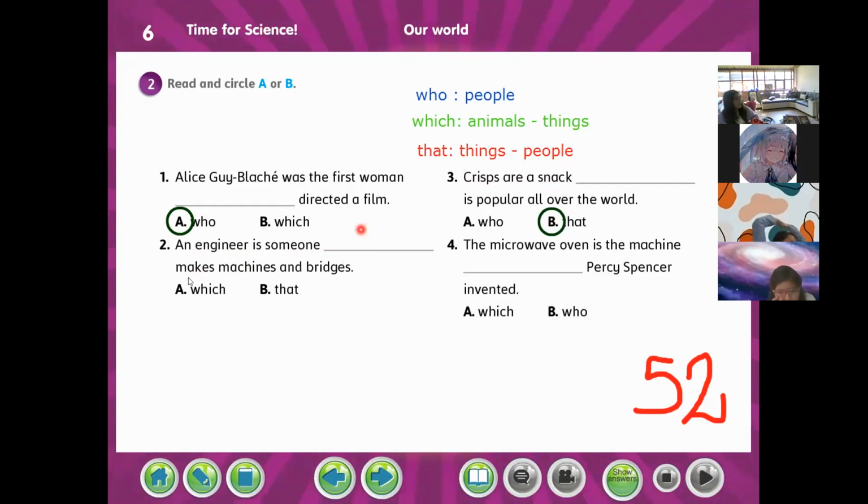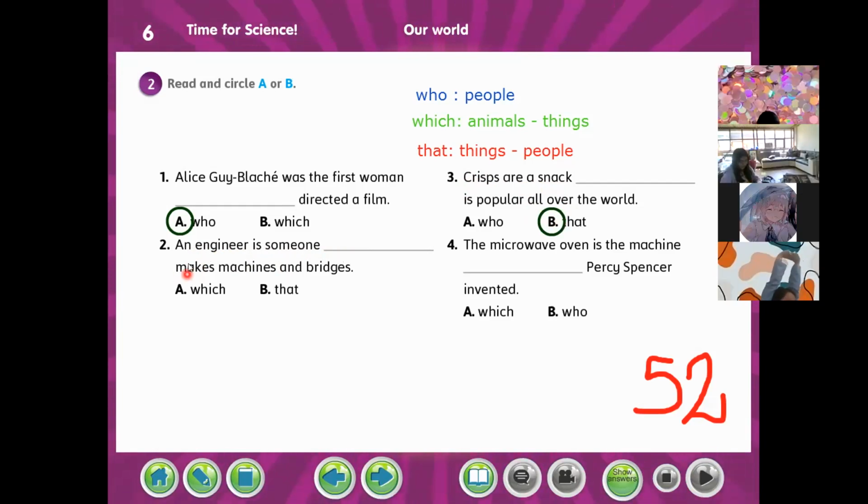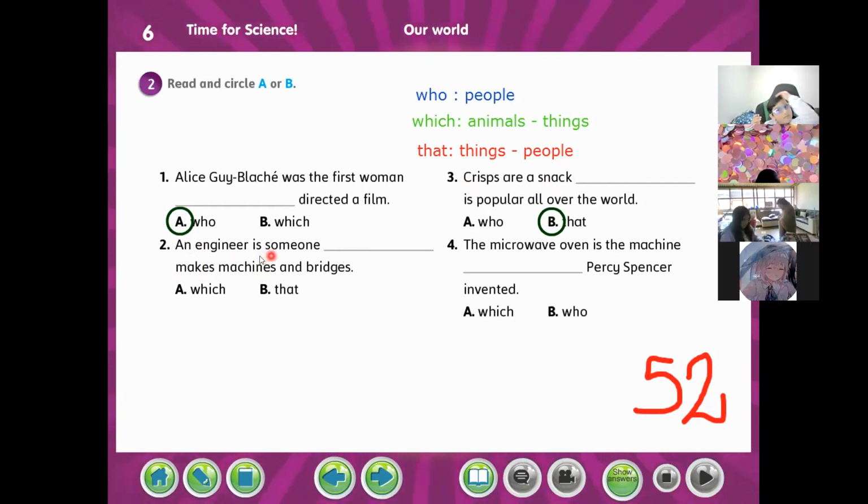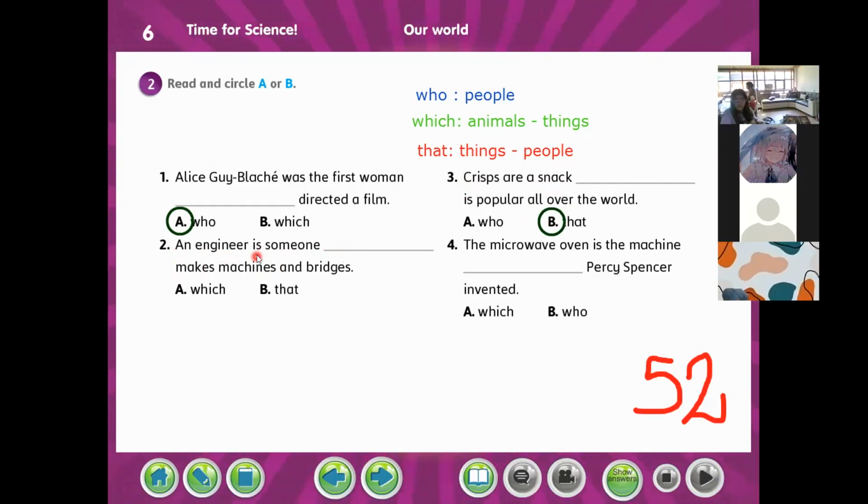Other student, please, for the number 2. Okay, Jose Carlos. But read a sentence. An engineer. Teacher, can you hear me? Yes. An engineer is someone which make machines and birds.